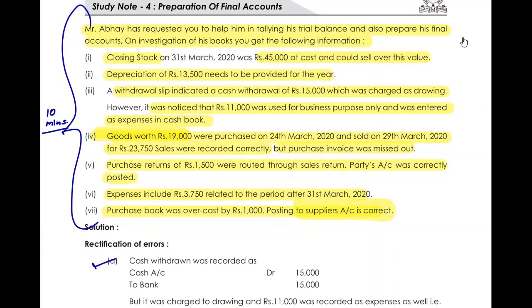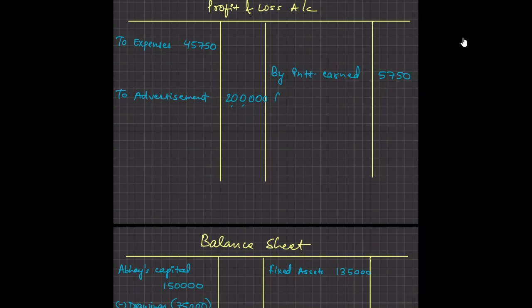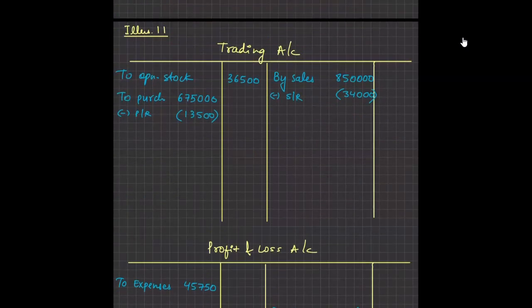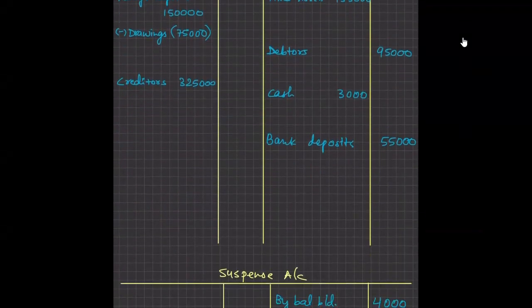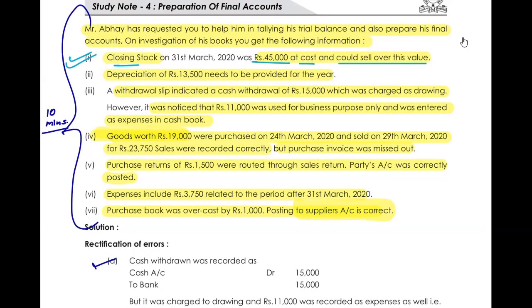Now we need to do the double effect transactions, that is, the adjustments wherever required. Reading the first one, there is a closing stock of 45,000 which is valued at cost and could be sold over this value, but we do not need to know the sales value, we need the closing stock value. So in the trading account, by closing stock, the amount was 45,000, and it will have another effect in the balance sheet. So we will have a stock of 45,000. Done.